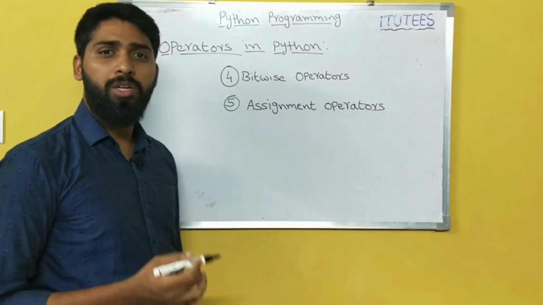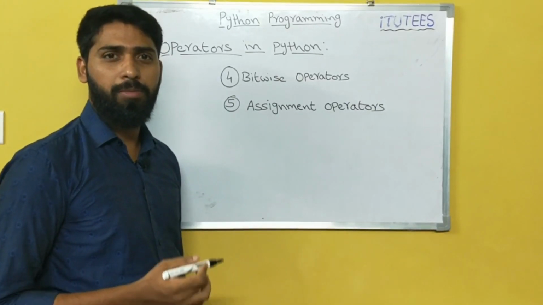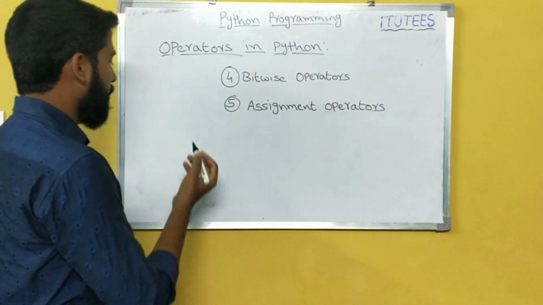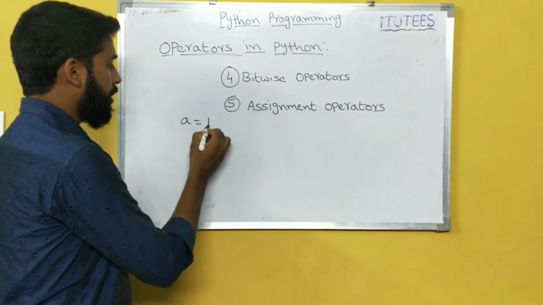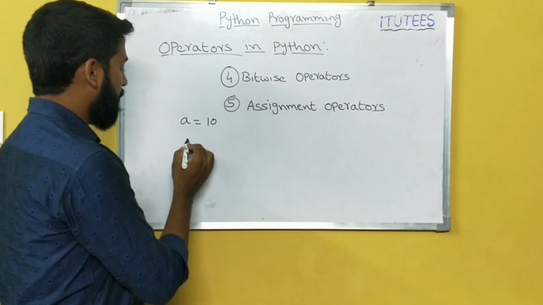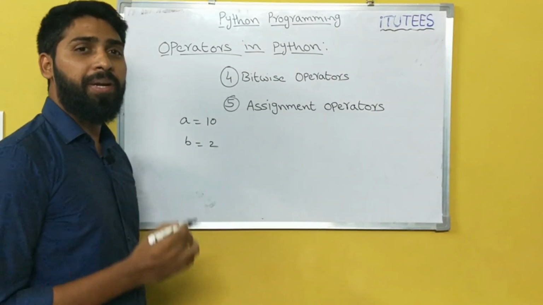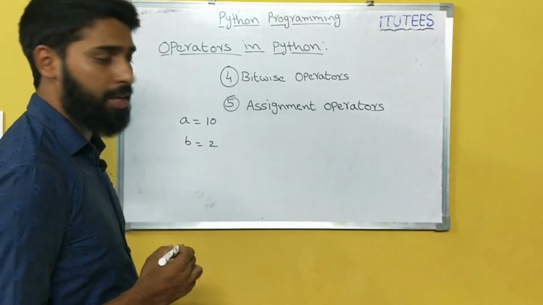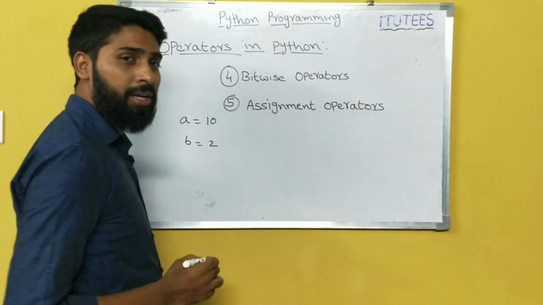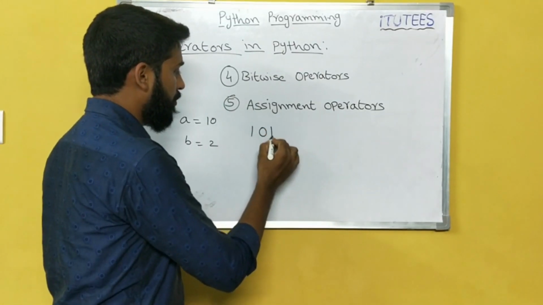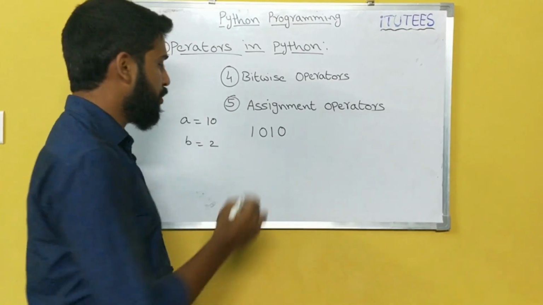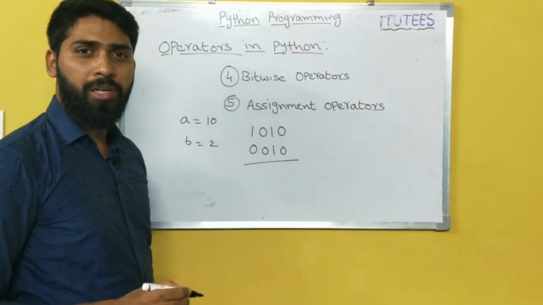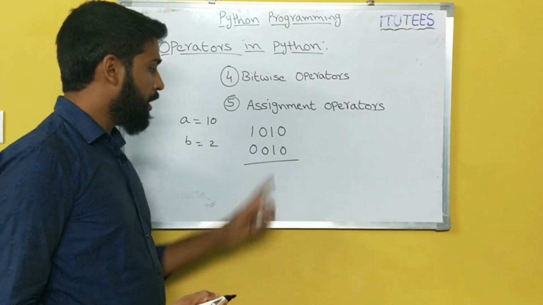Bitwise operators are used to compare binary numbers. For example, I have a number a equals 10 and another number b equals 2. What is the binary number of a? 1010. What is the binary number of 2? 0010. So by using the bitwise operators, you can perform operations on binary numbers.